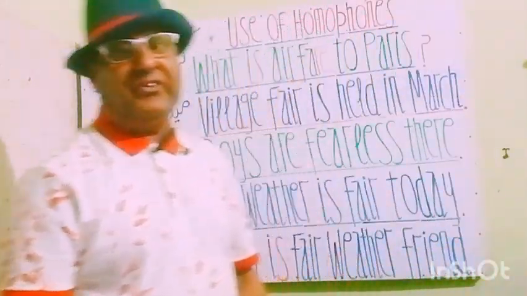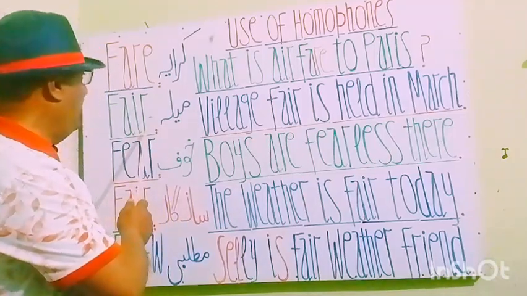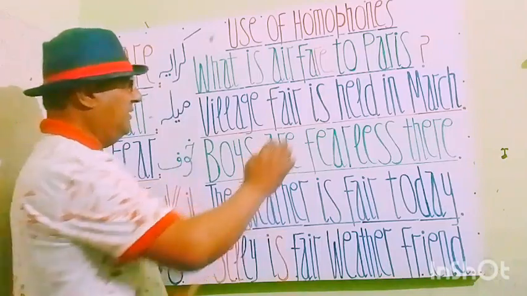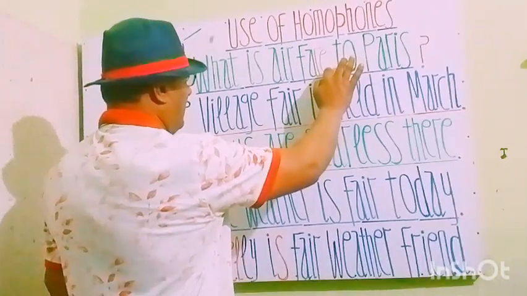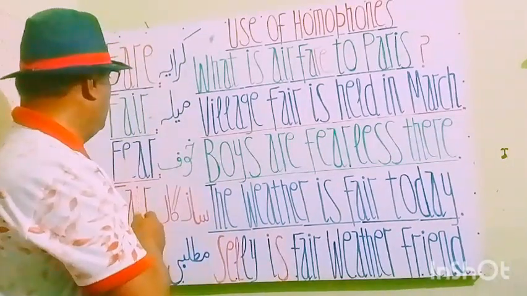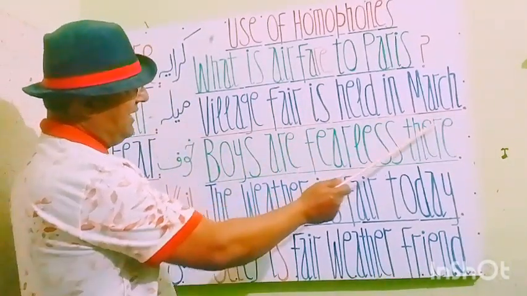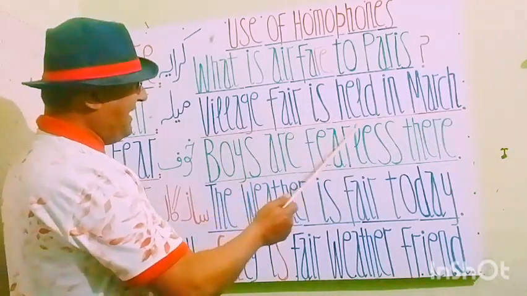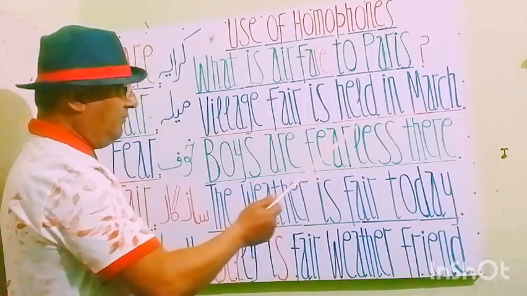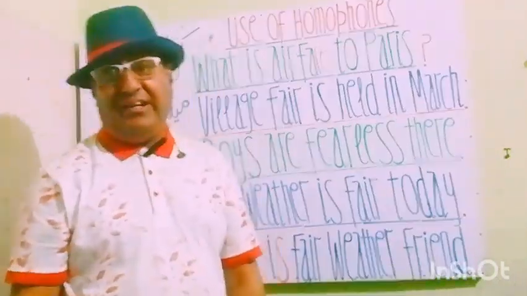And let's see the next word, my students. The next word is fair, F-A-I-R. Fair means a fun fair, a mela. So, village fair is held in March. Gaon ka mela March mein munasib kiya jata hai. Village fair is held in March.